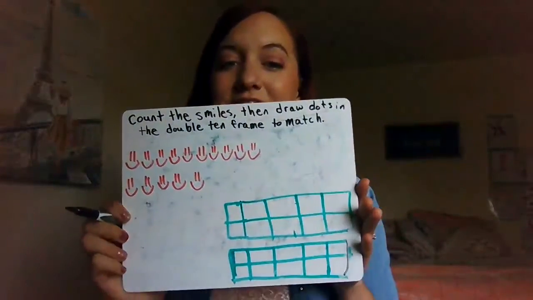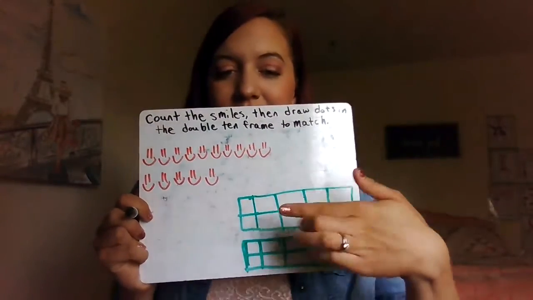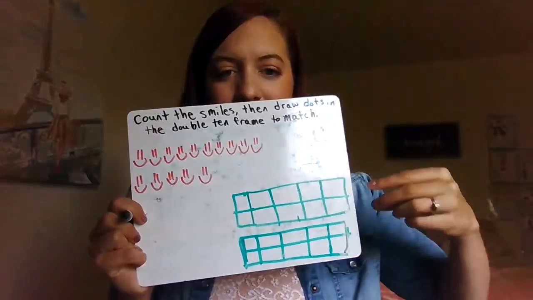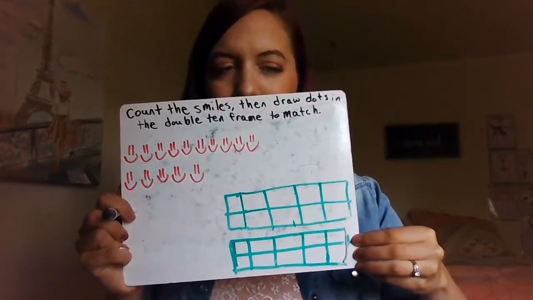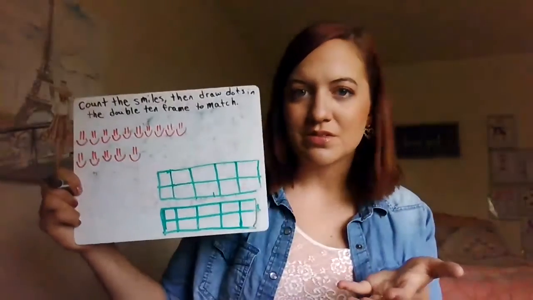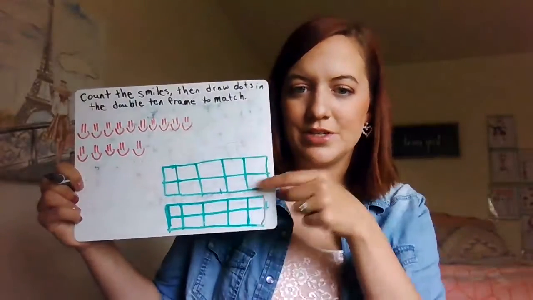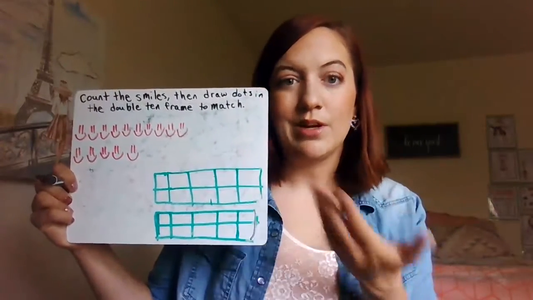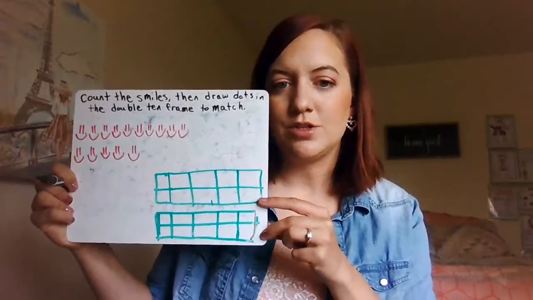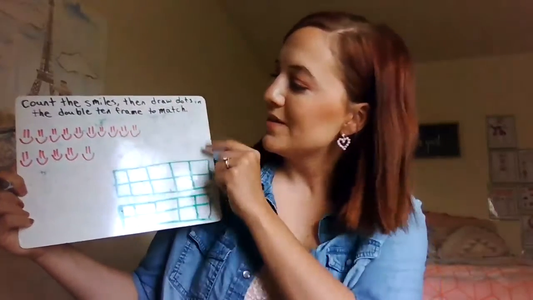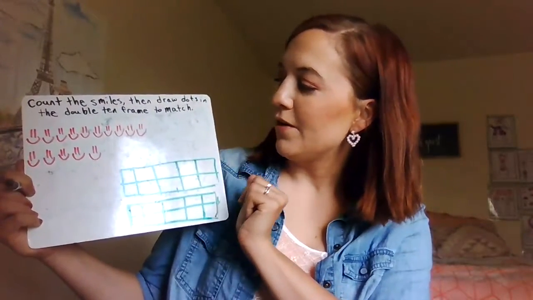Then you're going to draw dots in this double 10 frame. So we have a 10 frame up top and then a 10 frame on the bottom. And this is just because we wouldn't be able to fit a teen number in just one 10 frame. And we know that we're working with teen numbers, so we're going to need at least 2 10 frames. So you're going to count the smiles, then draw dots in the double 10 frame to match.